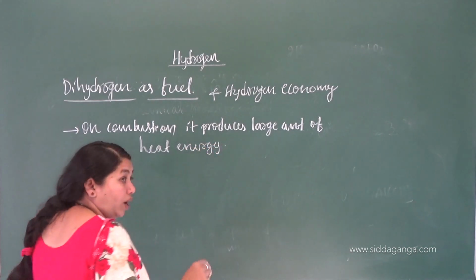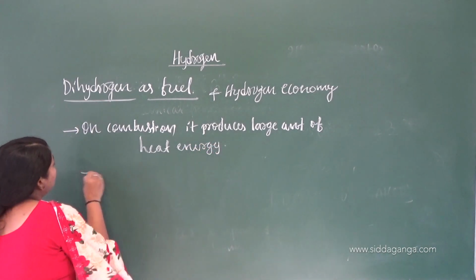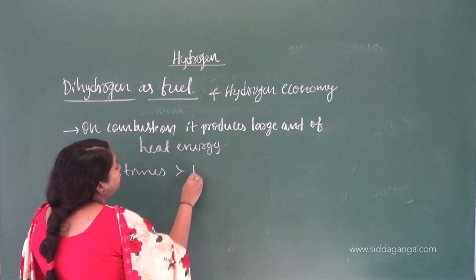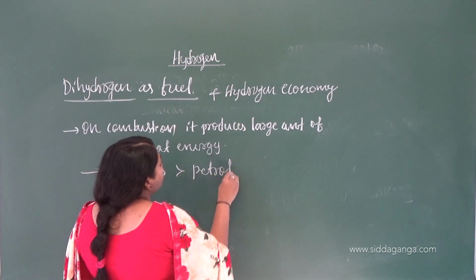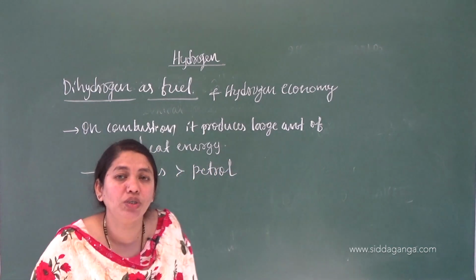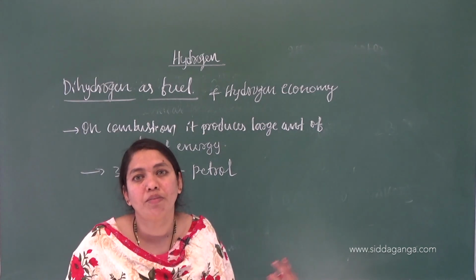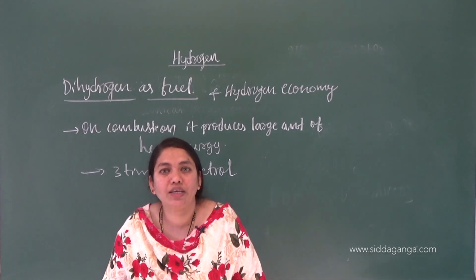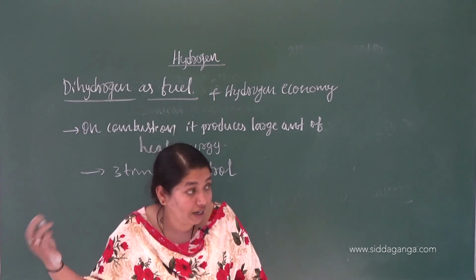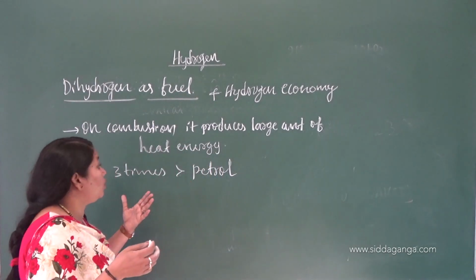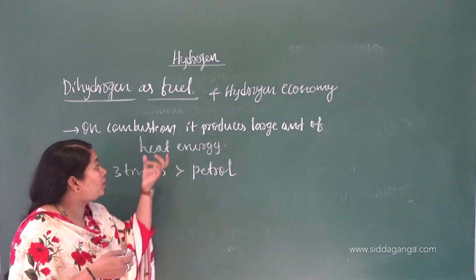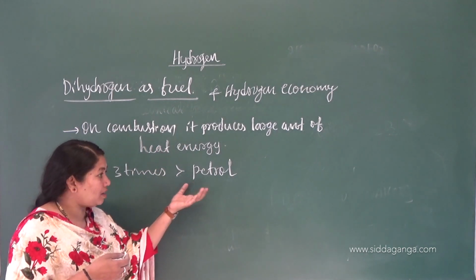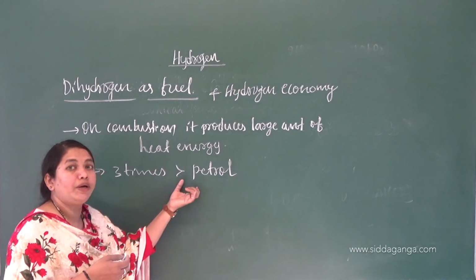The energy released by dihydrogen combustion is almost 3 times greater than the energy you get from the combustion of petrol. That has been given in the book. Just go through the values, no need to learn by heart. Once again, if it is 50, what is 3 times 50? 50 into 3, that is 150. So, you get 3 times greater energy from the combustion of hydrogen than from petrol. That is the advantage of using dihydrogen over petrol.